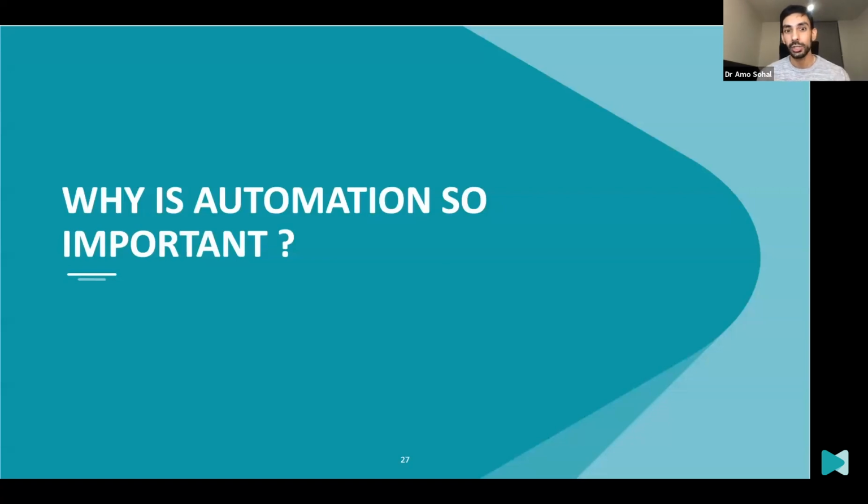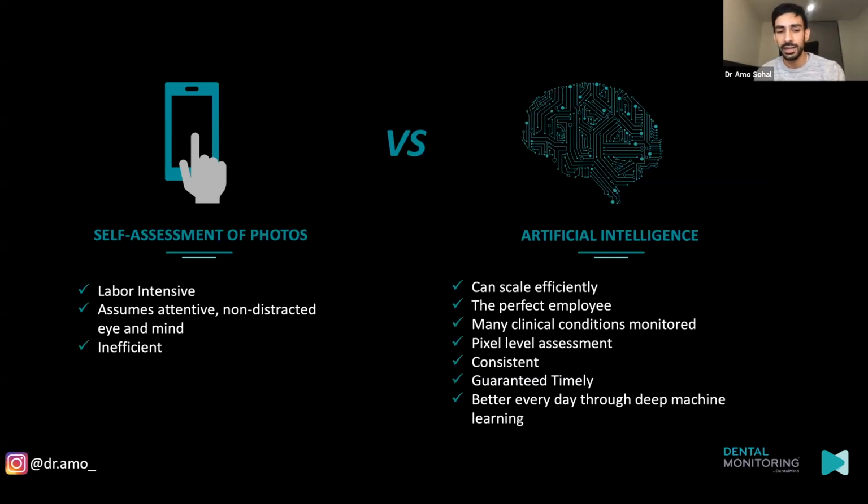Now, why is automation so important? Couldn't patients, for example, just send pictures through to me? Wouldn't that just be the same thing? Well, let's compare that now. So compared to self-assessment of photos and compared to the artificial intelligence assessment of this data and photos.